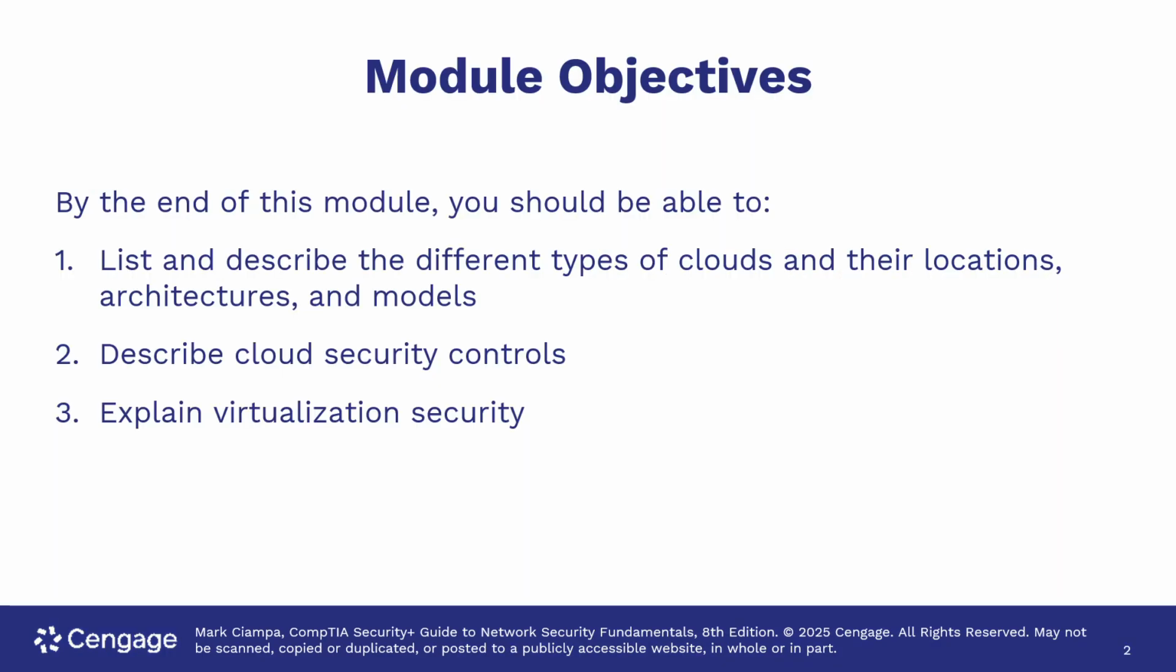Okay, so by the end of this module, you should be able to list and describe the different types of clouds and their location. No, these are not clouds out in the air, but cloud computing refers to things that use a network or the internet. So you want to describe their locations, architectures, and models, describe cloud security controls, and explain virtualization security.